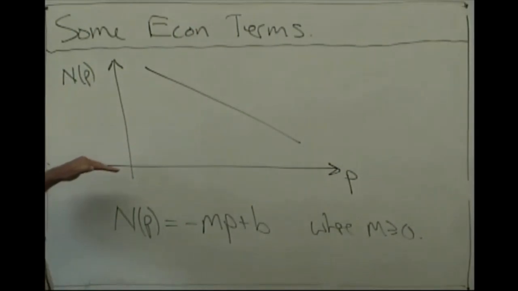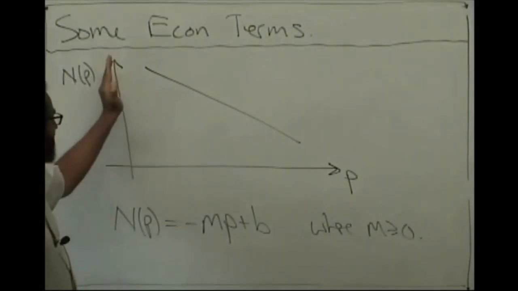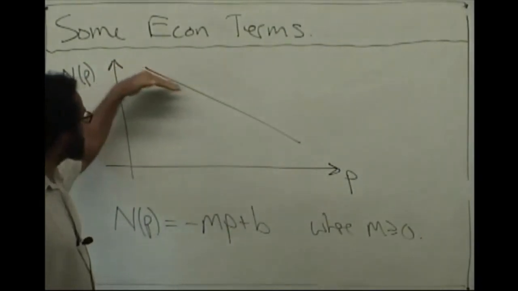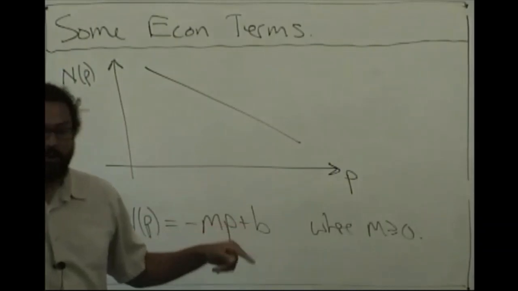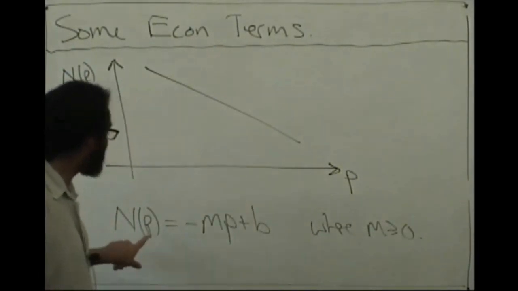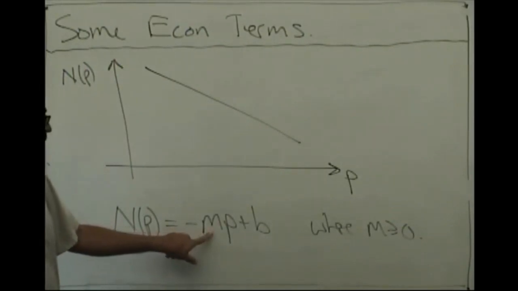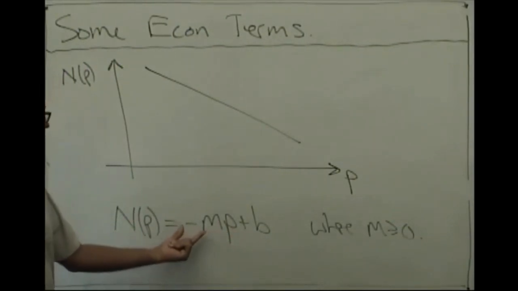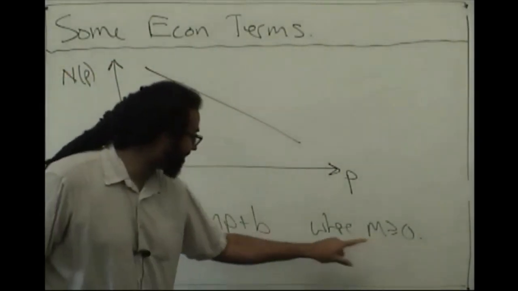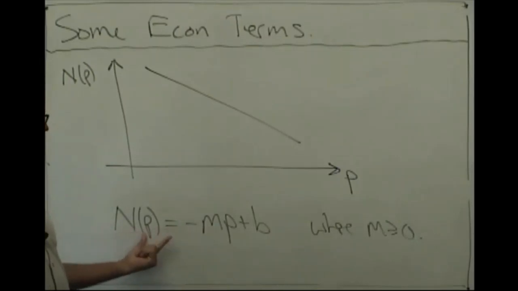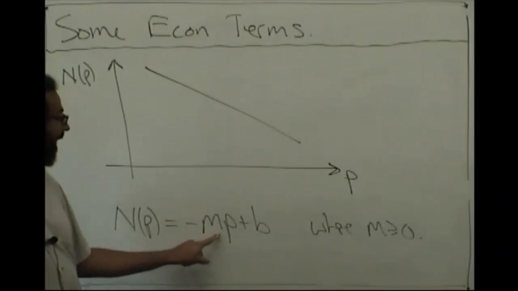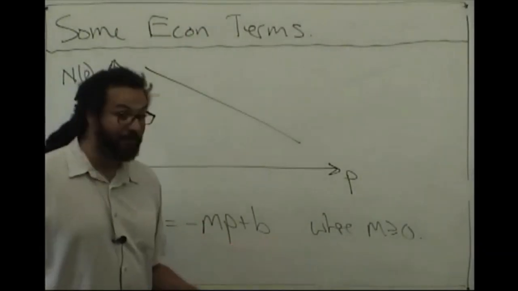So price versus the number of goods sold, we should expect that the higher the price is, the fewer things that you will sell. We will always assume in this course that the demand curve is linear. So it will always have this form. Remember the old mx plus b. So here, as you can see, the slope is negative. So if m is a positive number, then we will write N of P is equal to negative mP plus b. So this is a negative number, negative slope.